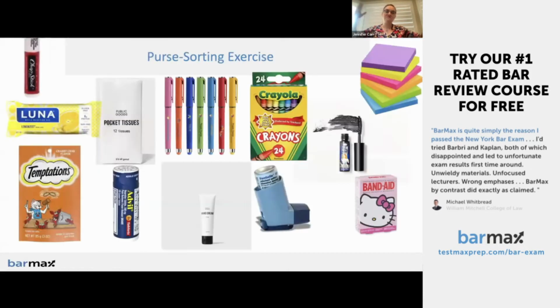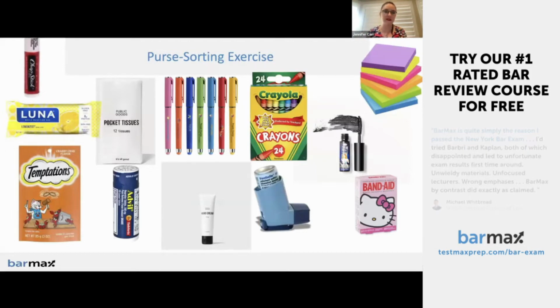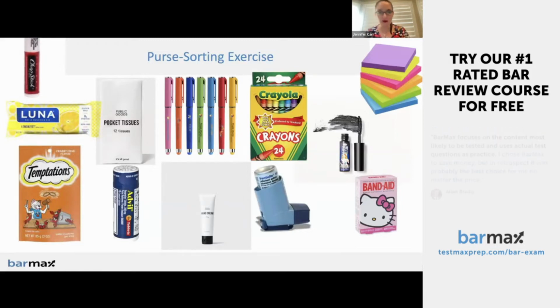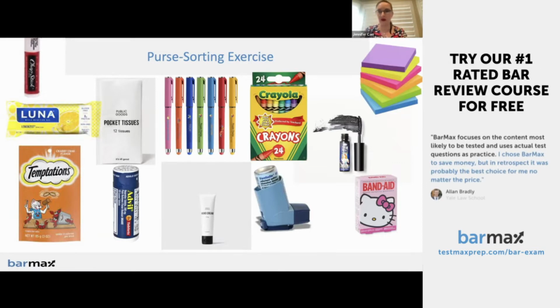So this is my purse sorting exercise. It's a collection of random stuff you might find in my purse at any given time. We've got some chapstick, protein bar, cat treats, because one of my hobbies is that I foster kittens. One of my sons has asthma. We've got his albuterol inhaler in there, crayons. My kids are getting too old for crayons, but sometimes my best friend brings her daughter over and then suddenly my kids are not too old for crayons. I love colorful pens.